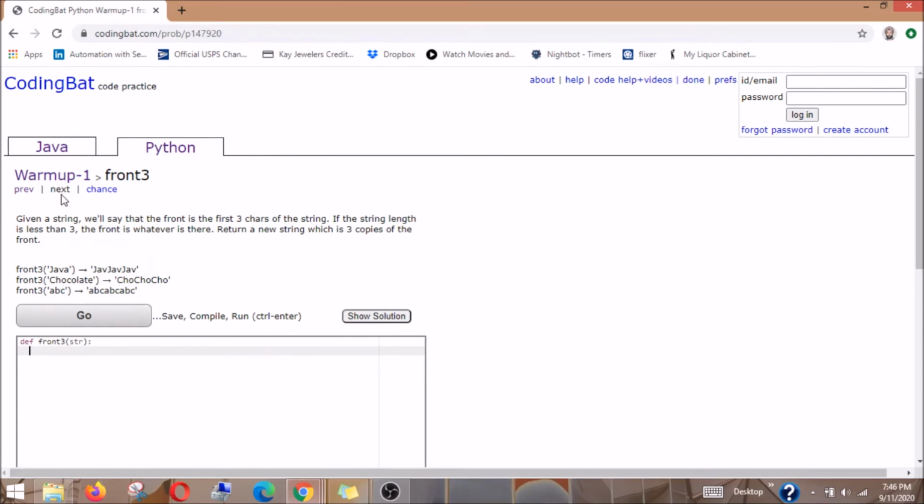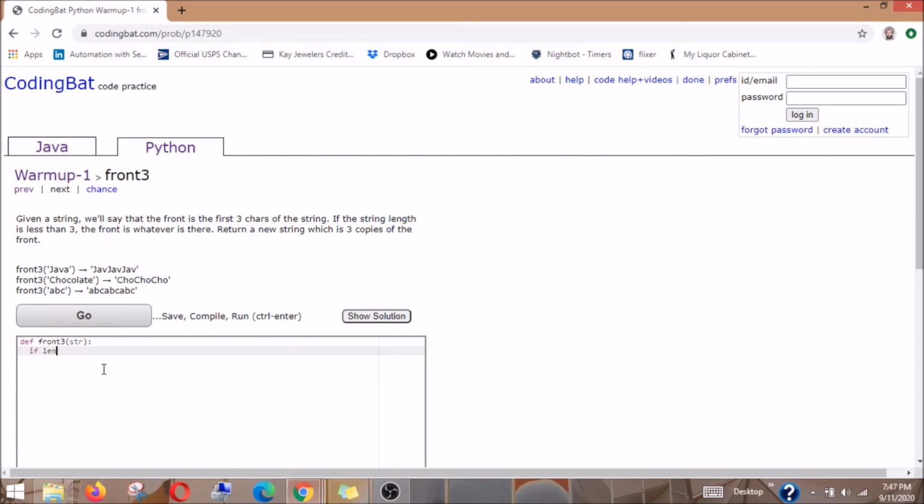So this is the last question for wrap up 1, and that will be all for this video. Let's do this question. Given a string, we will say that the front is the first 3 characters of the string. If the string length is less than 3, the front is whatever is there. Return a new string which is 3 copies of the front. So basically they're asking us to make 3 copies of the first 3 characters.